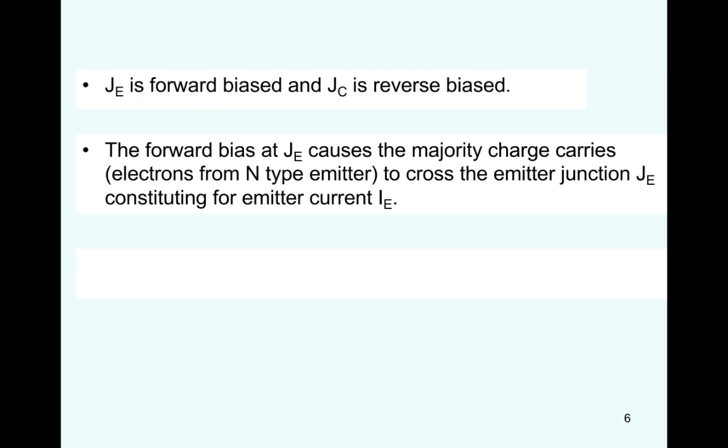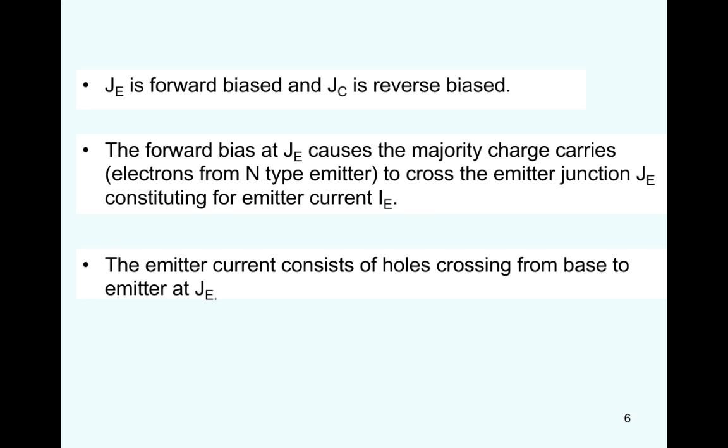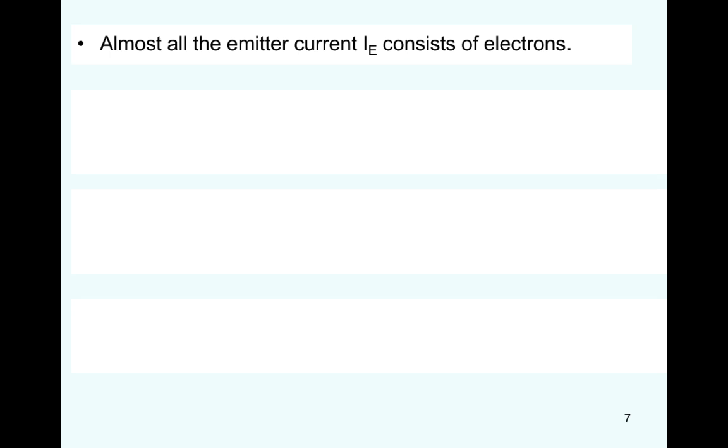The forward bias at JE causes the majority charge carriers to cross the emitter junction JE, constituting the emitter current IE. Almost all the emitter current IE consists of electrons.